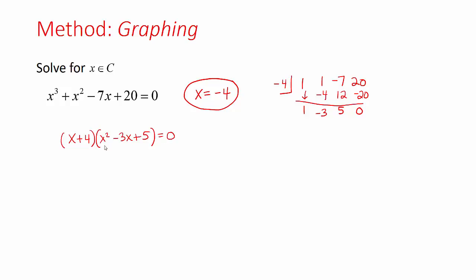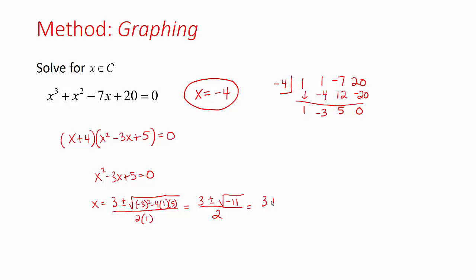Now I can use this other quadratic to find the other two solutions, just like we did before on that other question. I'm going to set that equal to 0 and use the quadratic formula. Okay, so I've plugged into my quadratic formula. I'm just going to simplify everything now. What is that? 9 minus 20, so negative 11 over 2. I'll just write that as 3 plus or minus i root 11 over 2. And that's two solutions. Up here was negative 4. That's all she wrote on that one.